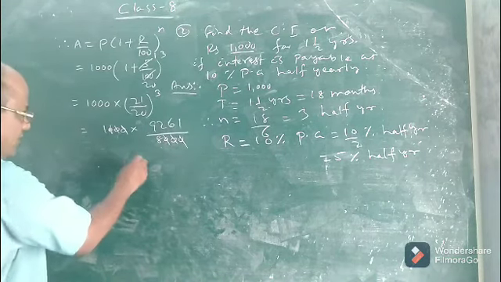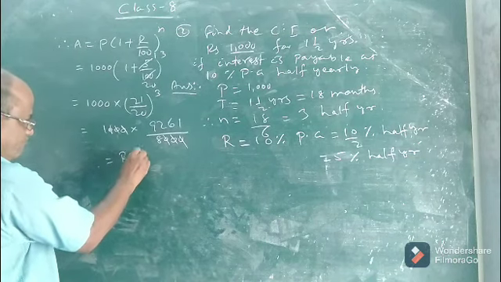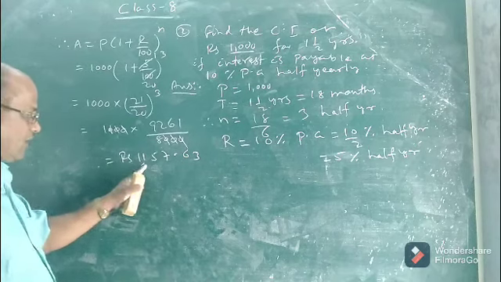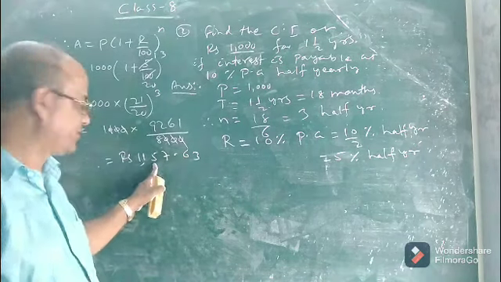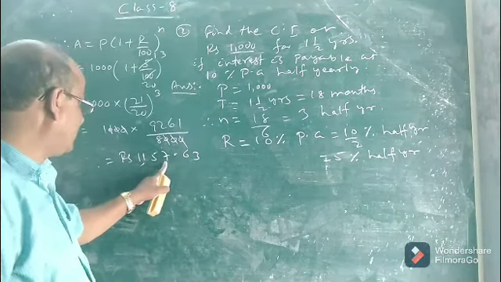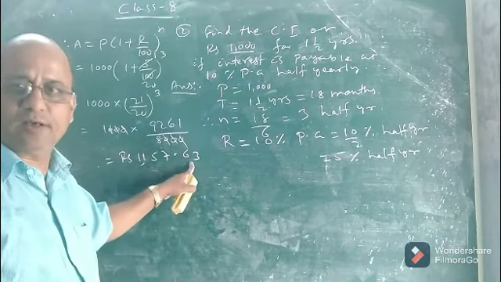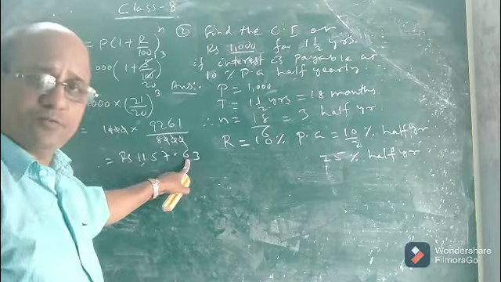It will be rupees 1157.63. You see, this will be the amount, 1157 rupees and 63 paisa. Okay. Now we got the amount.